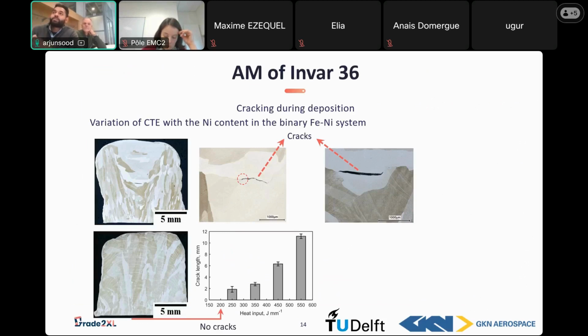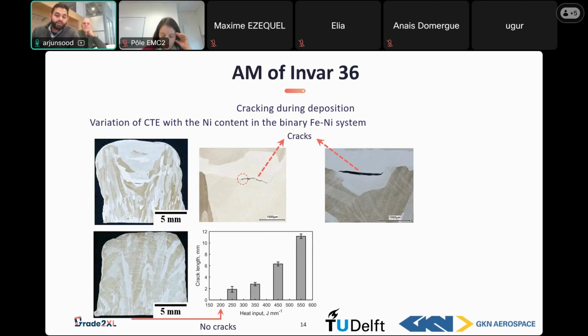We started by depositing blocks around 20 millimeters in height and 100 millimeters in length. The first thing that we found after cutting the blocks was that they were very prone to cracking. As you can imagine, these cracks are defects. So our first step was to find how we can avoid these cracks. In the figure below, you can see the total crack length against the heat input.